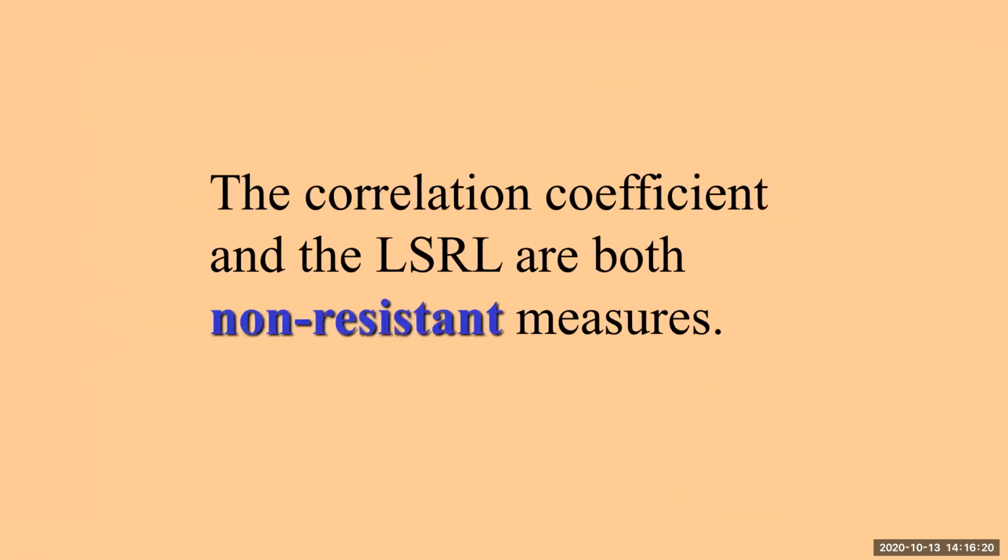Correlation coefficient and the least squares regression line are both non-resistant measures. Okay, remember non-resistant means that they can change. If I add in a possible outlier, it's definitely going to change. Even adding one value will significantly change R or the line.